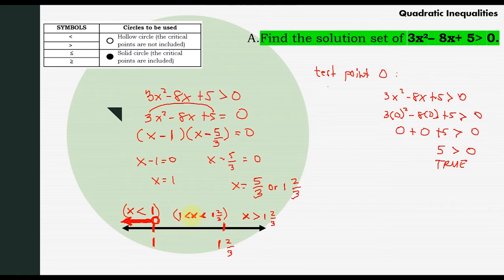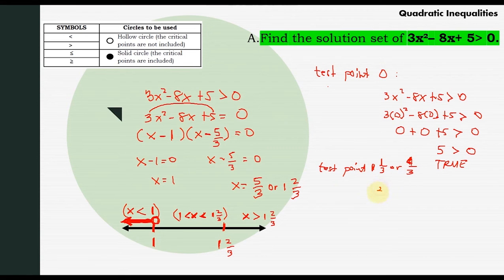Next, let's try to test the inside of our number line. So test point, pick a number that is inside here. Maybe I can use 1 and 1/3. So my point here is 1 and 1/3. Or I can make it an improper fraction, so I can easily substitute it on our inequality. So I'm going to use 4/3.